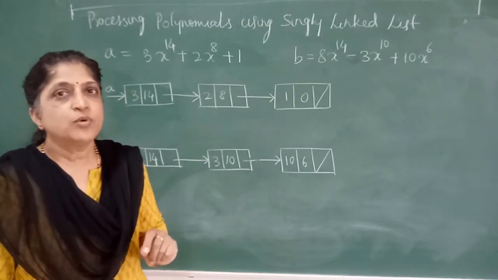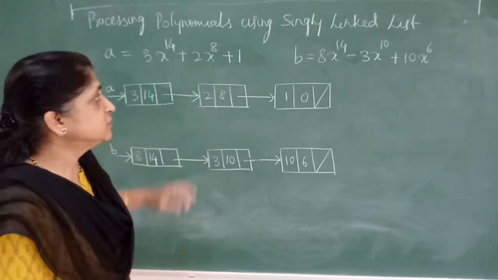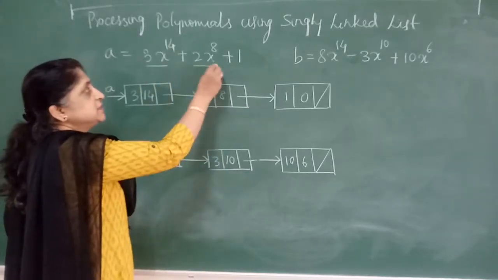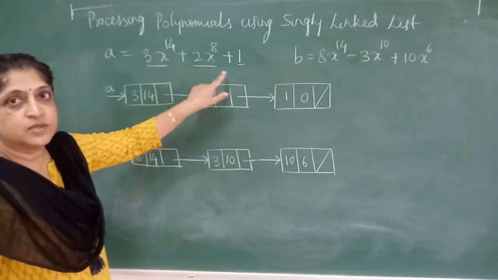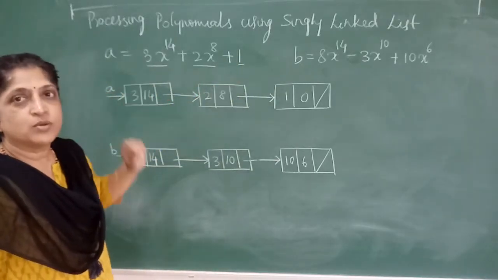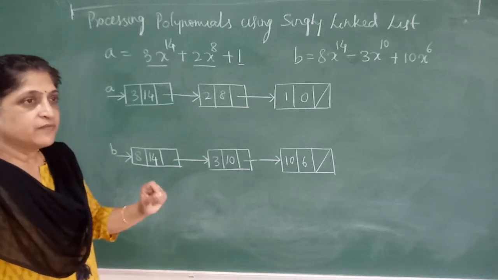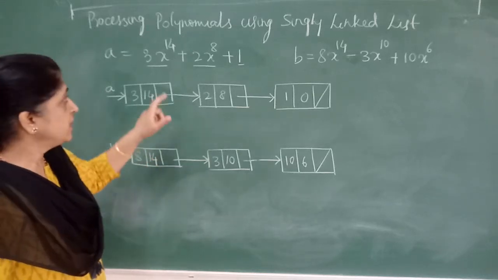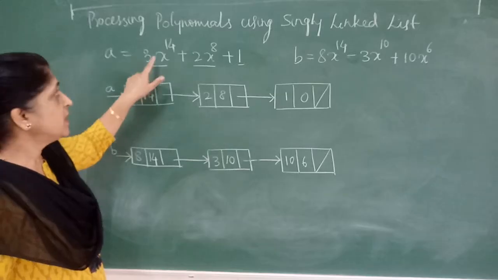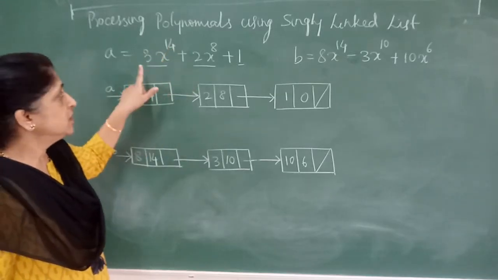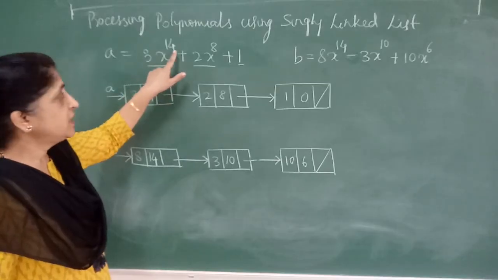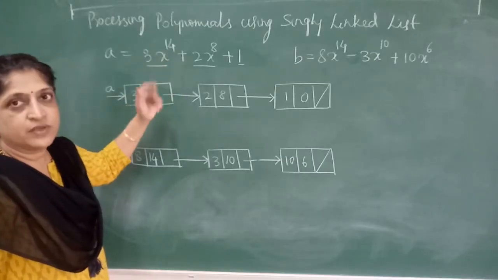We know that every polynomial has several terms, so we call each one of these as terms. So this is one term, this is another term, and this is the third term of the polynomial A. What we have in every term? We have one coefficient field and one exponent field. Every term has a coefficient, an exponent, and of course a variable.